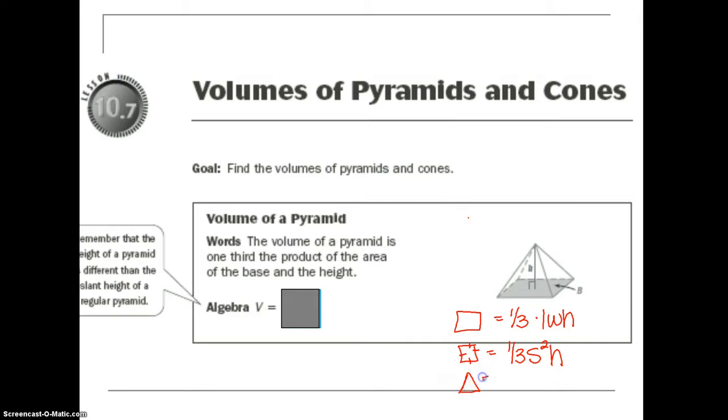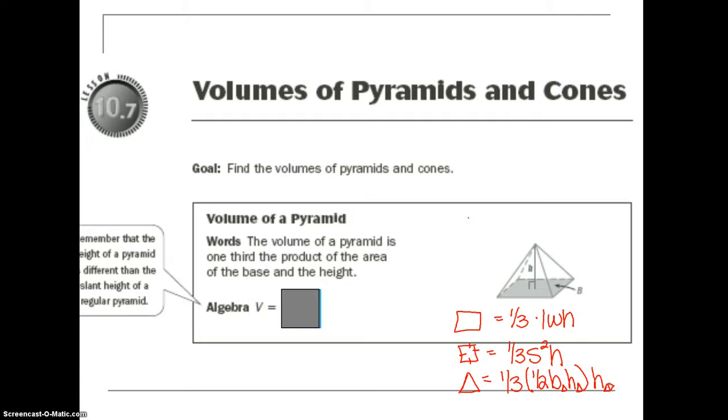A triangle pyramid would be 1/3 times 1/2 base of the triangle times height of the triangle, and that is all multiplied by the height of the pyramid.